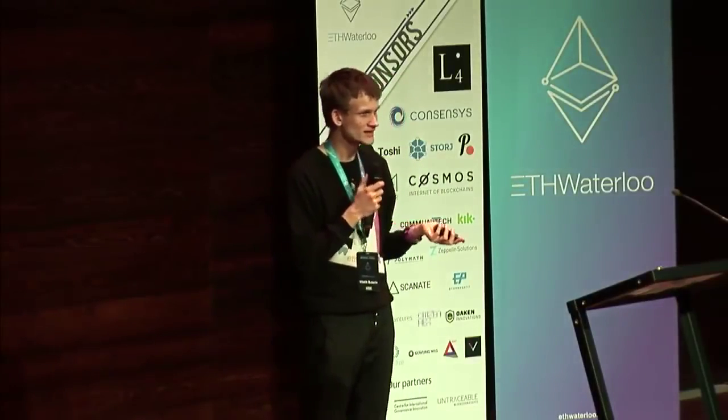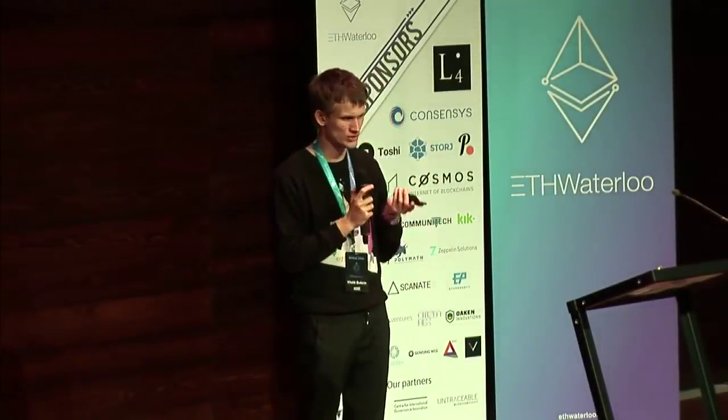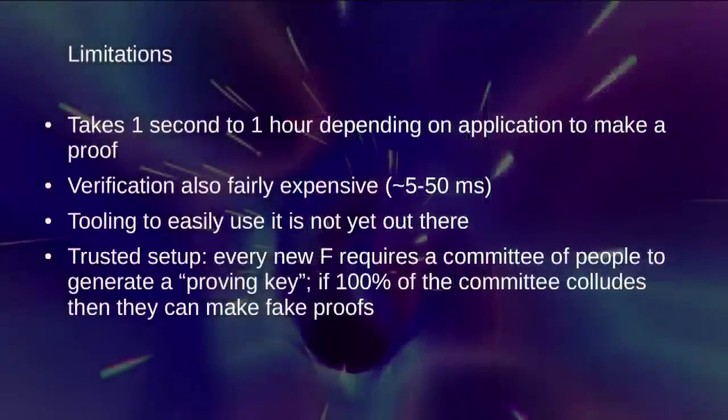Now, ring signatures also give you back the privacy, but they are a more efficient but more limited tool for a subset of applications. ZK snarks have some limitations. It takes a while to make a proof. Verification is more expensive than verification of other things. The tooling to easily use zero-knowledge ZK snarks is not yet fully out there.